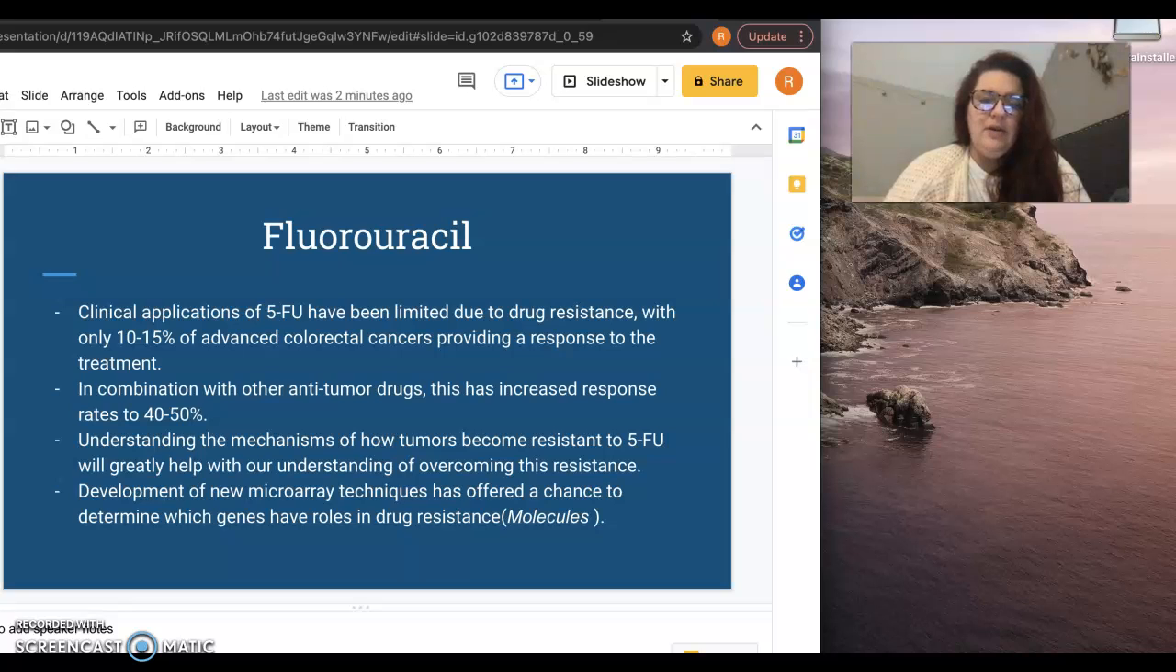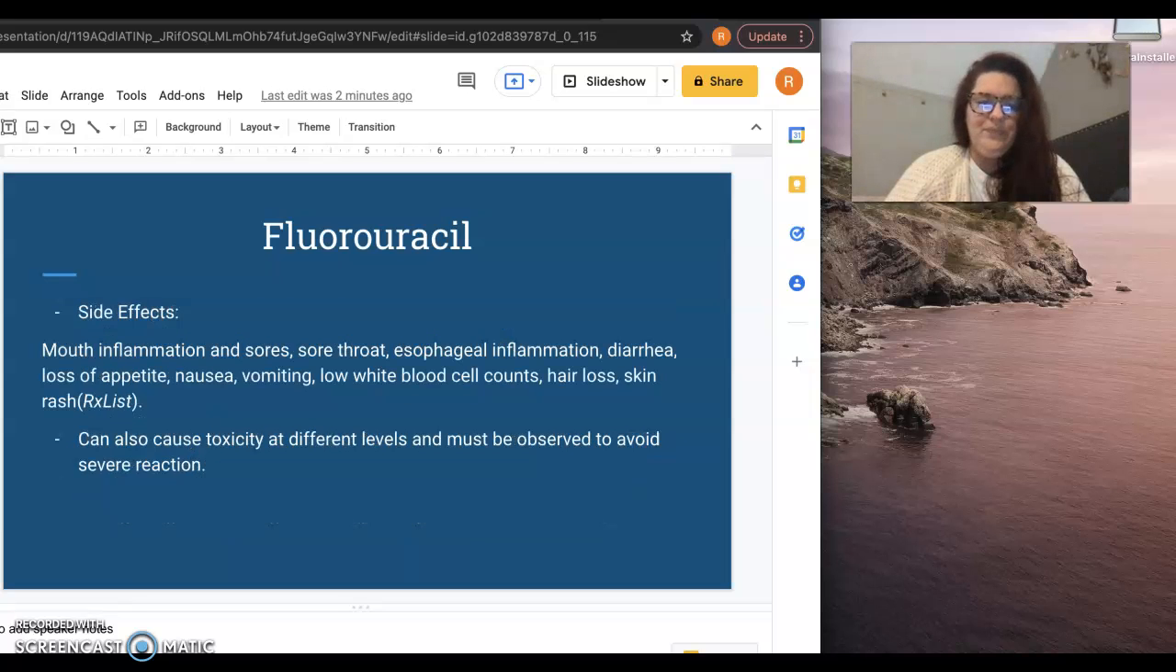Understanding the mechanisms of how tumors become resistant to 5-FU will greatly help with understanding how to overcome this resistance and with the development of new microarray techniques. Microarray techniques have offered a chance to determine which genes have roles in producing this drug resistance to 5-FU.